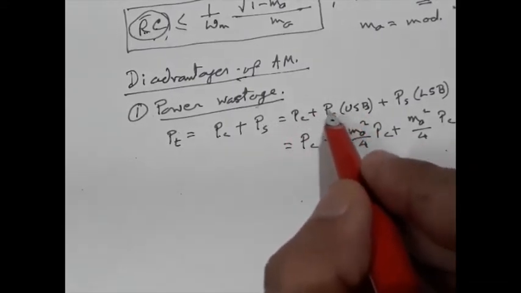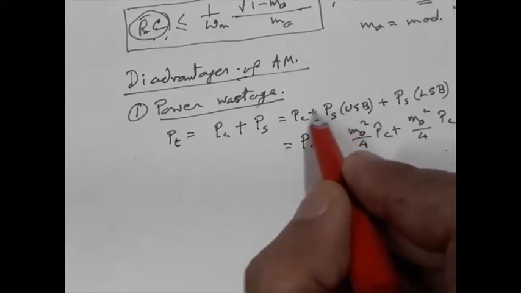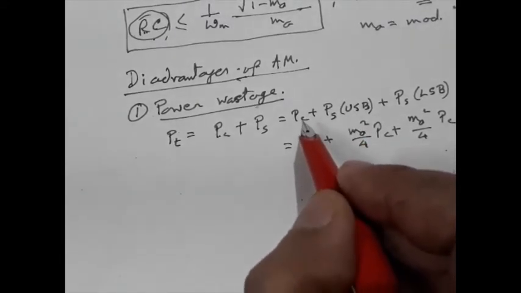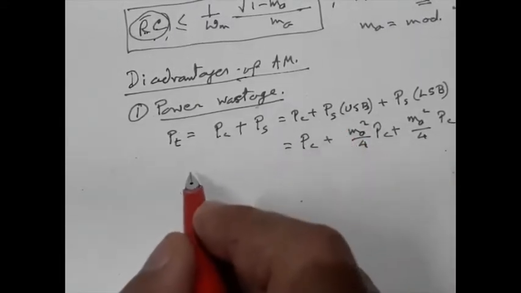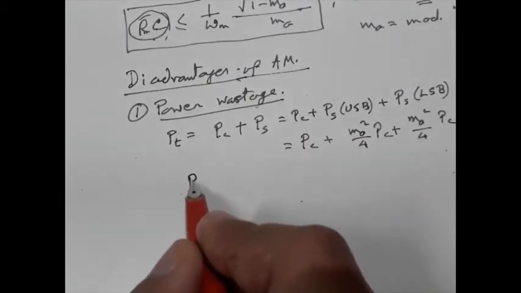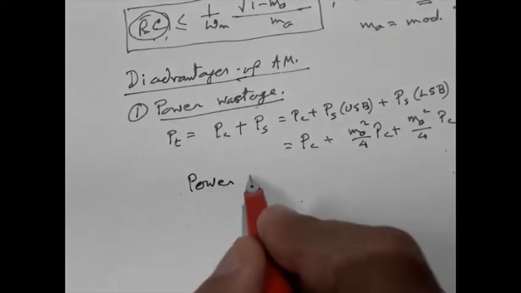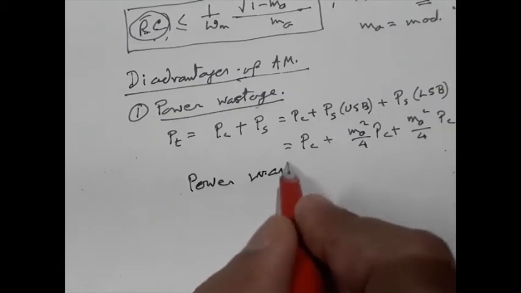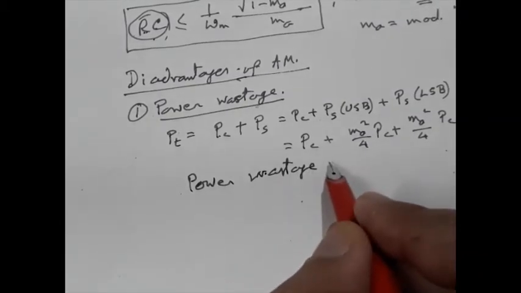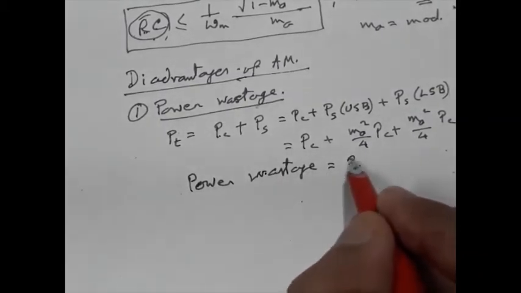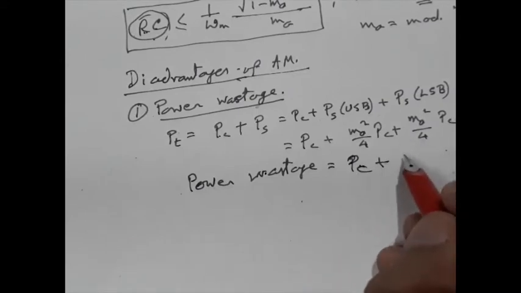So basically, these two components of power are wastage. So total power wastage in AM is the carrier power plus one of the sideband power.